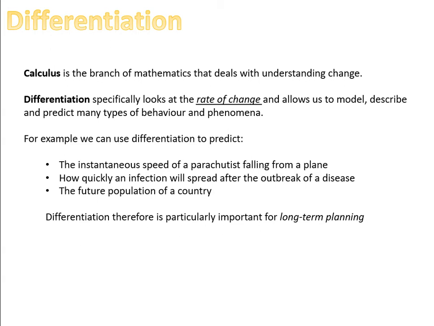But out with maths, or out with what we're going to do in the classroom at least, we can find the instantaneous speed of a parachutist falling from a plane. Obviously, there's similar context to that. It's not just to do with parachutists. How quickly an infection will spread after the outbreak of a disease. Given I wrote this about 3-4 years ago, that's very appropriate. And the future population of a country, okay, which is appropriate as well. Differentiation, therefore, is particularly important for long-term planning. Okay, so you can think of how that would be used across a number of jobs.